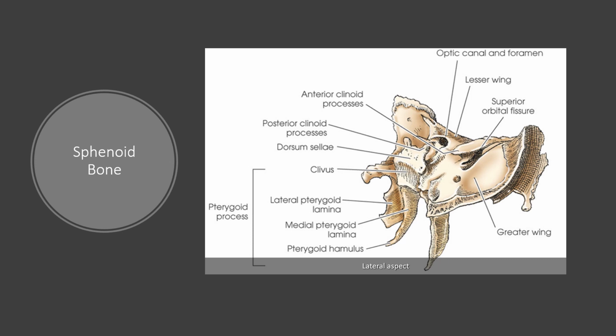Okay, the clivus is the vertical portion just below. It's a vertically oriented face of bone just below the dorsum sellae, and the clivus is in between the dorsum sellae and the foramen magnum of the occipital bone. And then there's a lateral pterygoid lamina. I believe the lateral pterygoid lamina connects to the temporal bone and the petrous portion of the temporal bone.